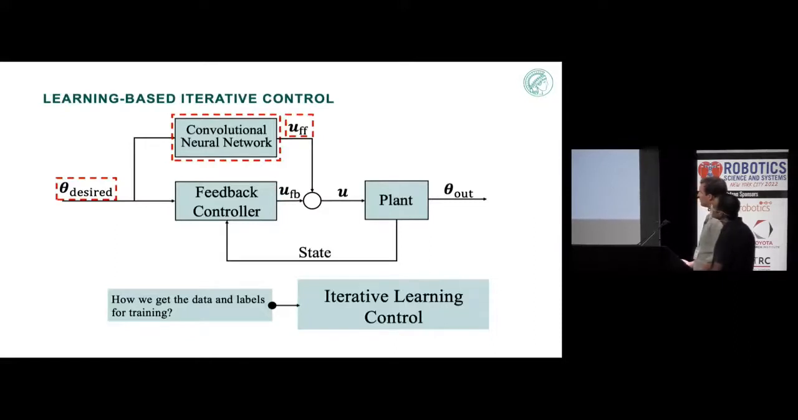To capture these remaining nonlinearities, we use a nonlinear convolutional neural network. And in addition, we want to generalize to arbitrary desired trajectories. For that, we need pairs of desired trajectories and the corresponding feed-forward controls. And we get them using iterative learning control.